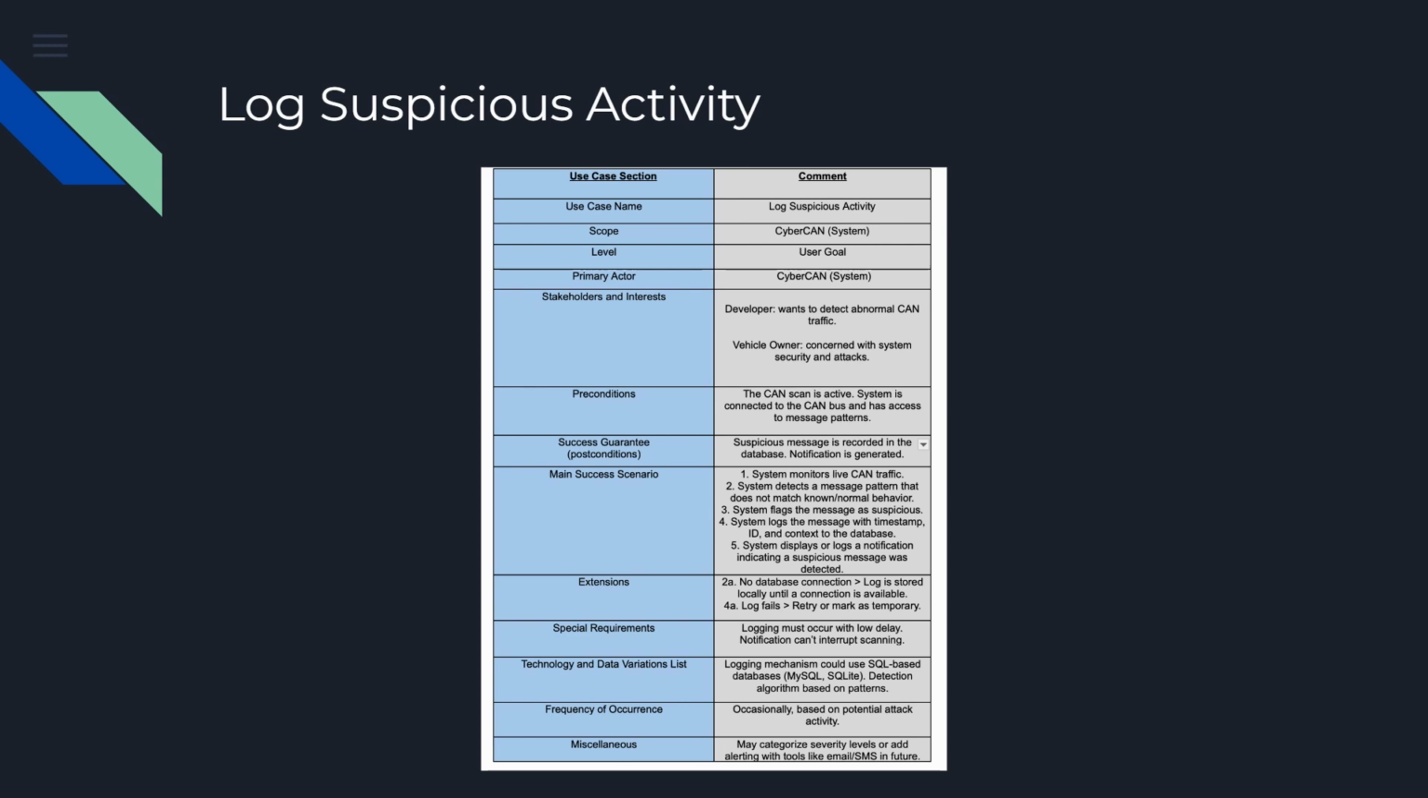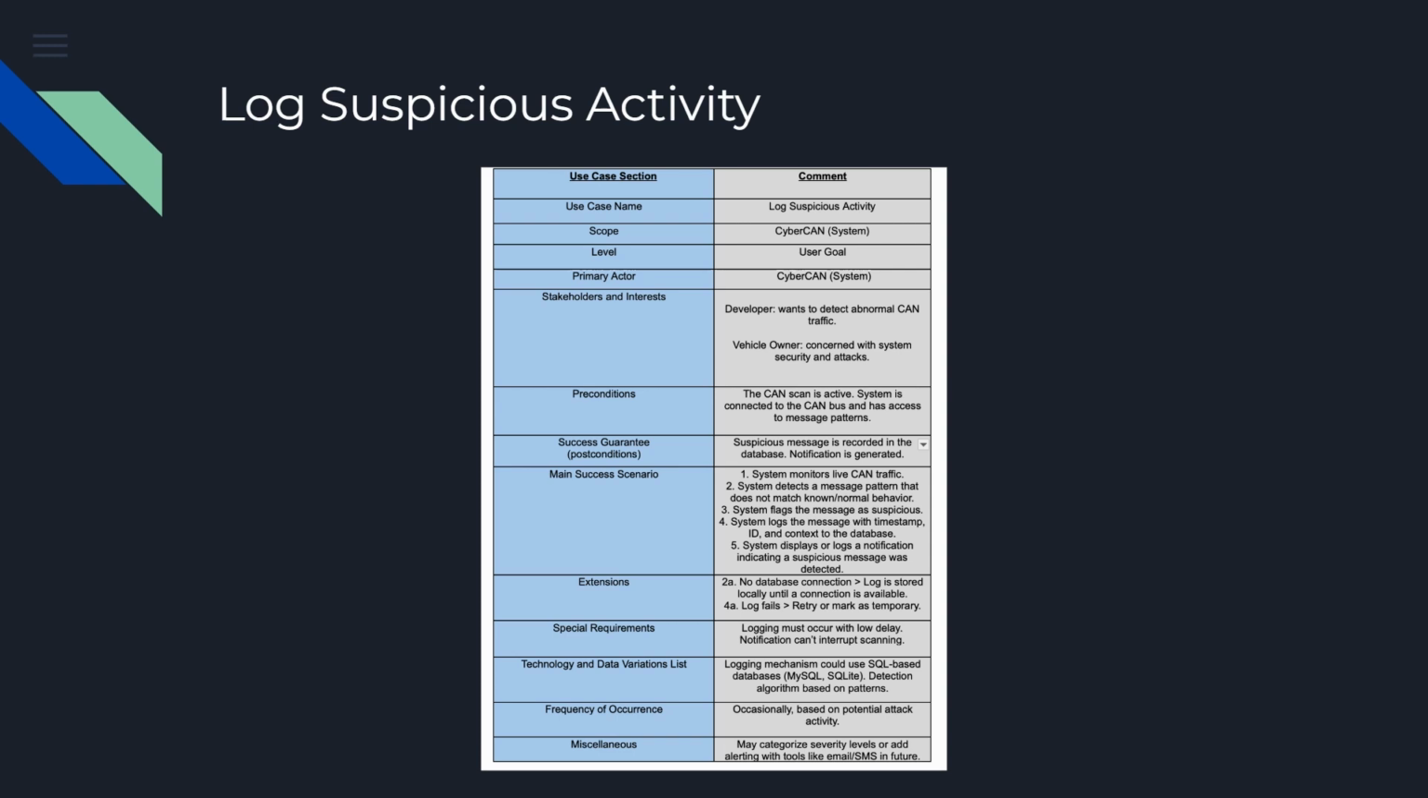Third one is system flags this message as suspicious. Fourth is system logs the message with timestamps, ID, and context to the database. Fifth is system displays or logs a notification indicating a suspicious message was detected. Extensions is no database connection, then log is stored locally until a connection is available. If the log fails, then retry or mark as temporary.